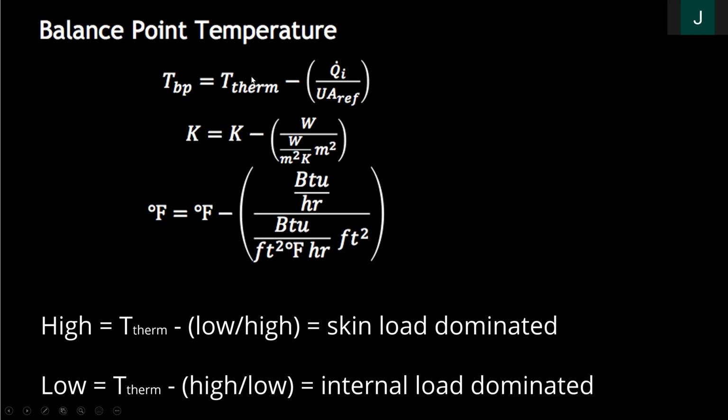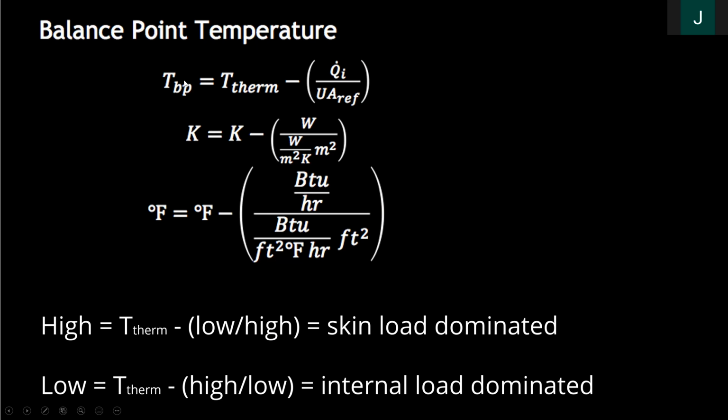So how do we calculate balance point temperature? We had that equation Q envelope losses equals UA ref multiplied by the change in temperature. When we're looking for balance point temperature, we can plug in T balance point as the outdoor temperature, and T thermostat, or the indoor thermostat setting, as the indoor temperature, and we set our losses equal to the internal gains. So we're balancing out how much heat is being lost with how much heat is being gained inside the building. Then we can use that to solve for our balance point temperature.